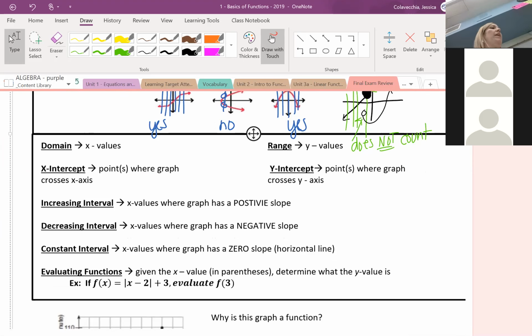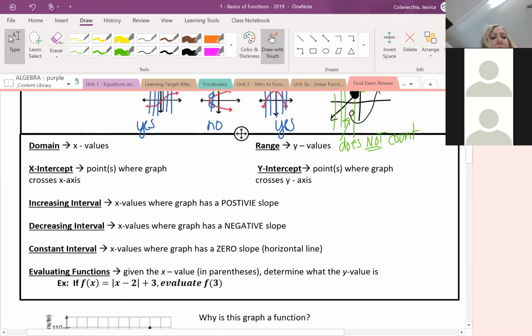All right, so then there's a lot of important vocabulary that goes around functions. Domain is our x values. And so if we're looking at a function, x values go which direction? On a graph, left and right. So when we're talking about domain, we're talking about going left and right. And then range goes what direction? Up and down. Good.